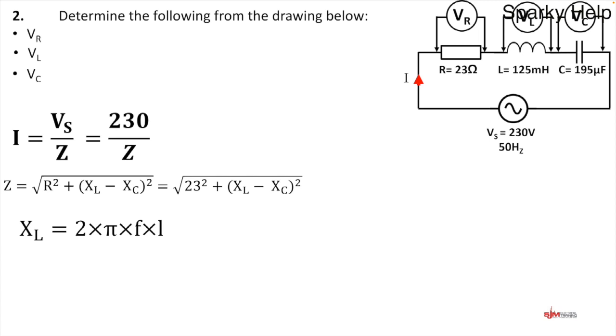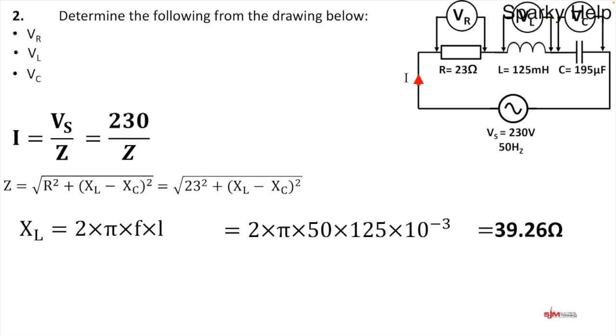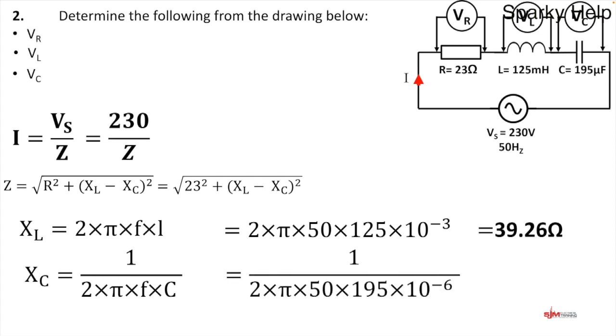So there's our XL, 2 pi FL. Put that into our formula, and this time 2 times pi times 50 times 125 milli. That's 10 to the minus 3, or you could put in as 0.125, or divide all of your answer by 1,000, whichever you wish, and either way it's going to come to 39.26. XC is 1 over 2 pi FC. Put in that formula, 1 over 2 times pi times the frequency, which is 50, and 195 microfarads to the minus 6. And that comes to 16.32.